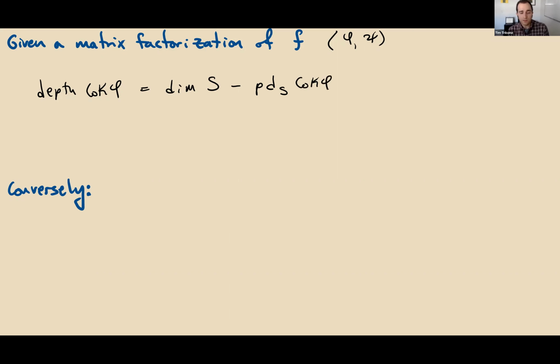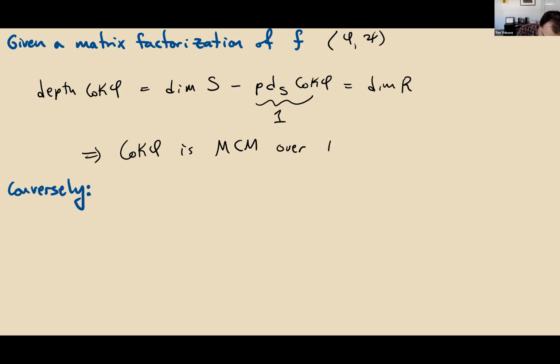So I'm computing the depth over the ring S, but the depth doesn't care if you compute over this regular ring or the quotient. And the dimension here is the same because S is also Cohen-Macaulay, but I'll avoid that point for now. We already saw that the projective dimension was 1. And so the depth of the cokernel of phi is precisely 1 less than the dimension of S, which is the dimension of R, and therefore the cokernel of phi is MCM over R.